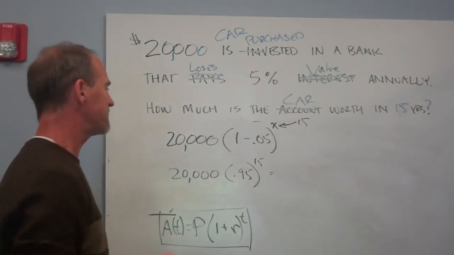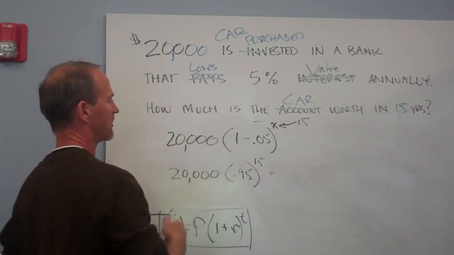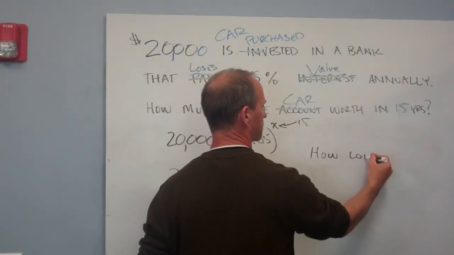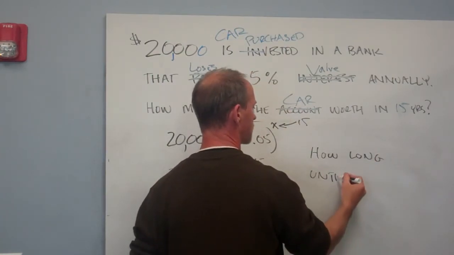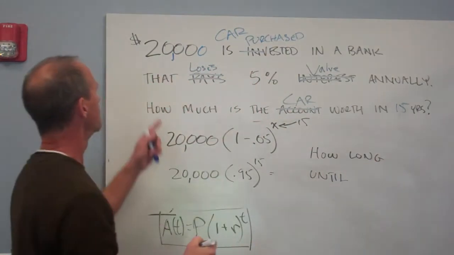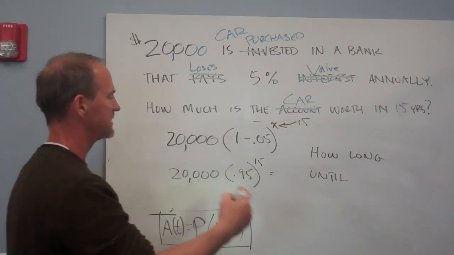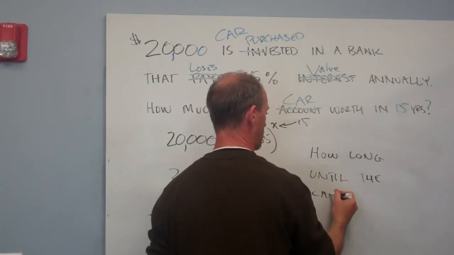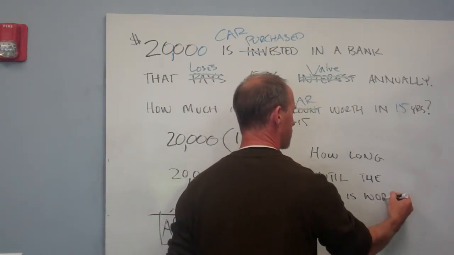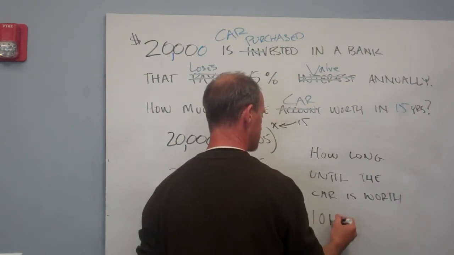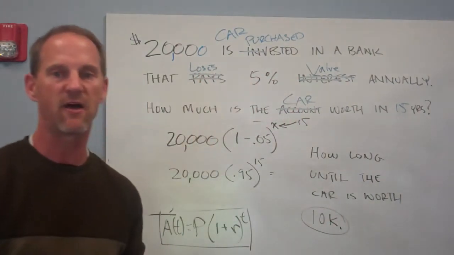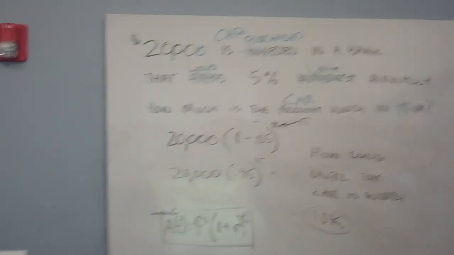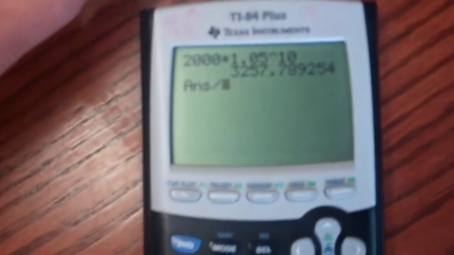Right? If it said something like, well, how long until the car is worth some value that you determine, I don't know. Let's say our car goes from 20,000 down to 10,000. The car is worth 10,000, 10K, that's shortcut for 10,000. How long will that take? Well, then what you do is, and I'm going to grab the camera here. Apologies, don't want to make you seasick.